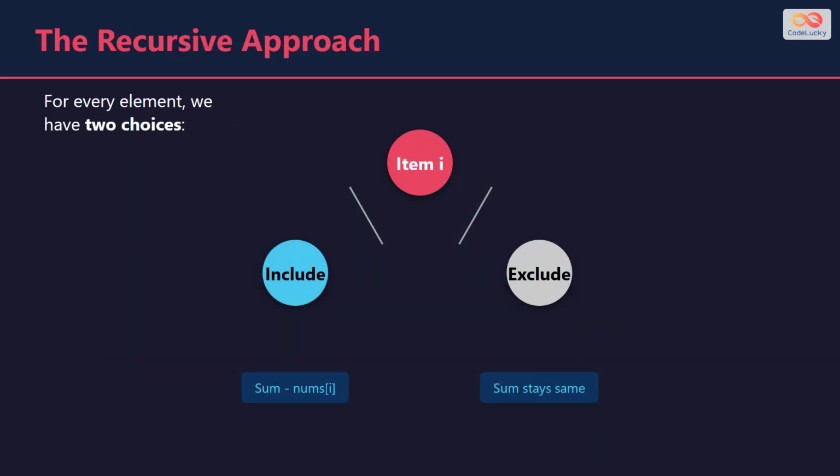How do we solve this? We can use a recursive approach. For every single element in the array, we have a choice to make. We can either include the element in our current subset, which reduces our remaining target sum, or we can exclude the element, keeping the target sum the same and moving to the next element. We explore all possibilities to see if any combination reaches a target of 0.